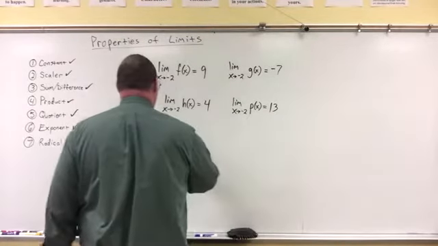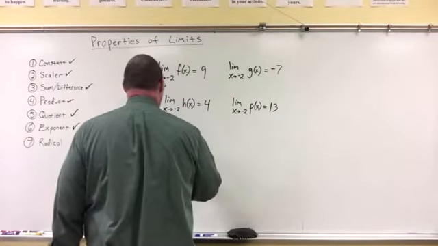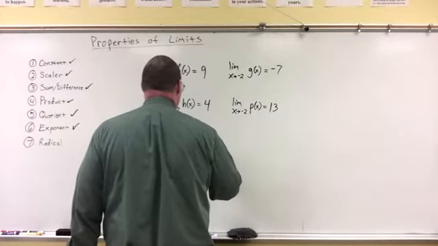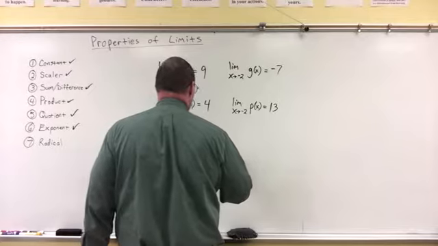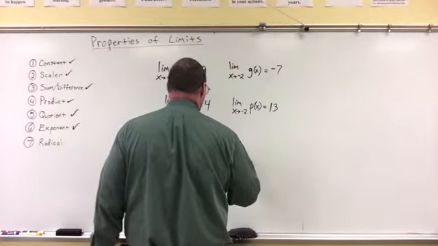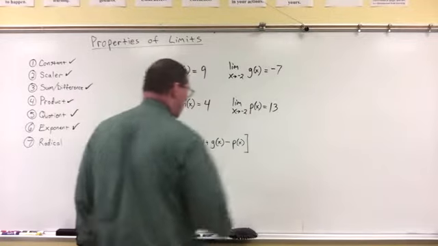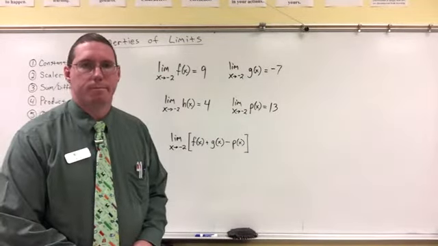So let's say we had, what is the limit as x approaches negative 2 of f of x plus g of x minus p of x? Why don't you try that one right now?